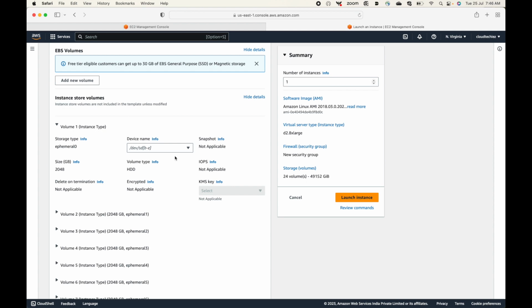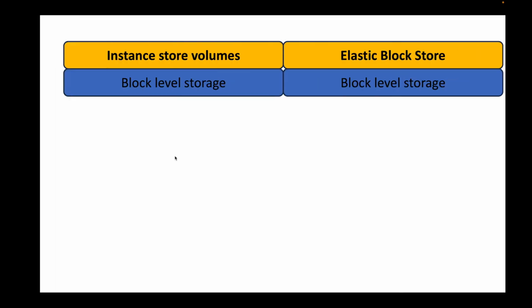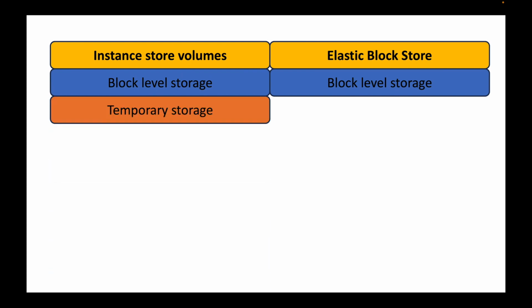So both are block level storage. Your instance store volumes are used for temporary storage. Your Elastic Block Store is used for persistent data, so persistent storage.